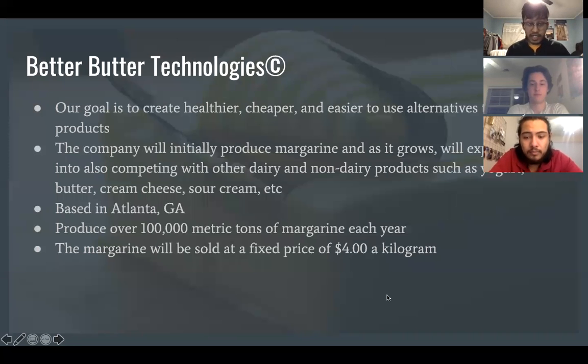At Better Butter Technologies, our goal is to create a healthier, cheaper, and easier to use alternative to dairy products. The company will initially produce margarine, and as it grows, we'll start diving into producing other dairy and non-dairy products. We're based in Atlanta, Georgia. We will produce over 100,000 metric tons of margarine each year, and the margarine will be sold at a fixed price of $4 per kilogram.